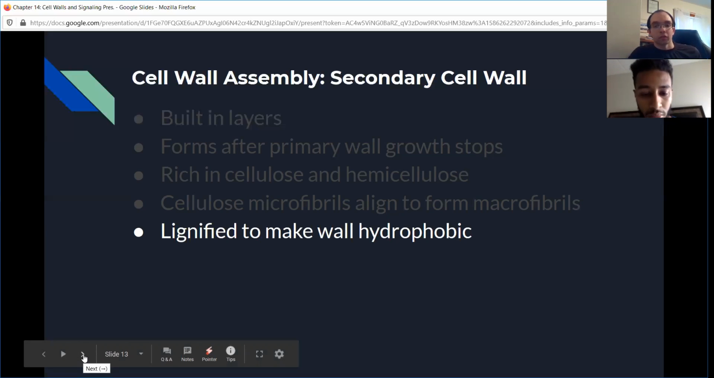The secondary cell wall is also lignified, and it being lignified means that the protein lignin has been added, and that's primarily in the cuticle layer of the secondary cell wall. That helps the wall be hydrophobic, or resistant to water intake.